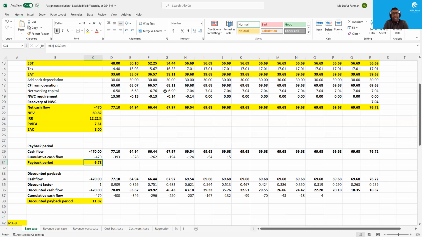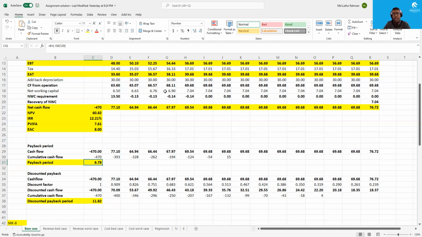I was a bit disappointed that many of you made a mistake here. Many of you missed the key idea behind the sensitivity analysis. In sensitivity analysis, what we do is we change one of the variables to see the impact on NPV. Okay, now you have two variables here that are subject to change. One is revenue, another is operating costs.